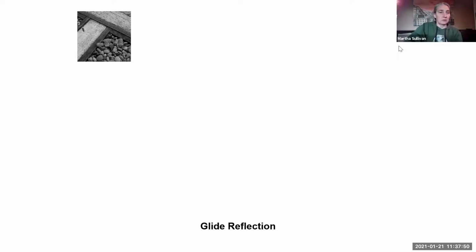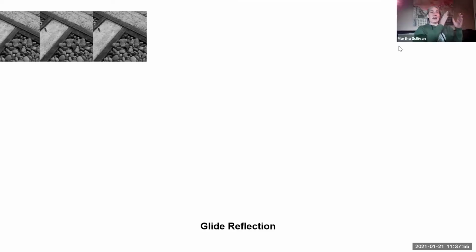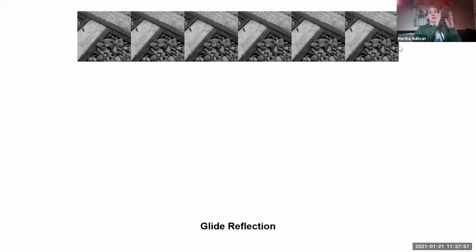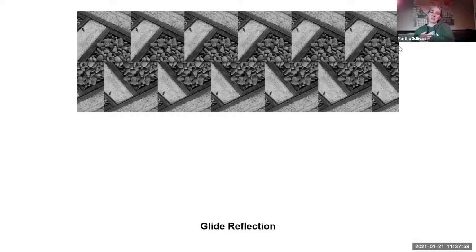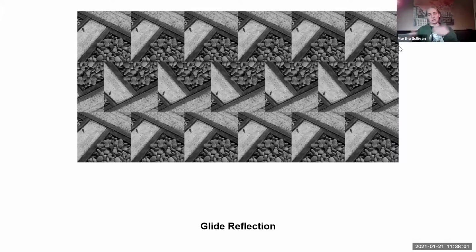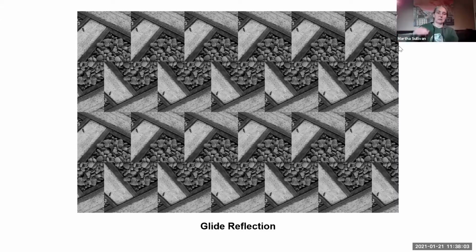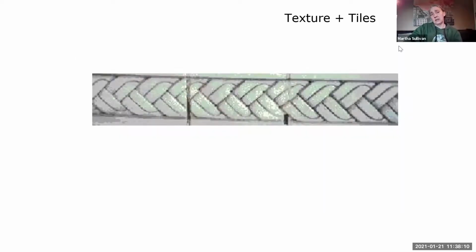All right, so let's see what happens with this little pattern now. So we're looking for that glide reflection. So that is that single image slid to the right, and then it's mirrored and slid again, mirrored, slid again. So this one you might commonly see as like a braid. That is something that is mirrored and has a little bit of a slide to it.